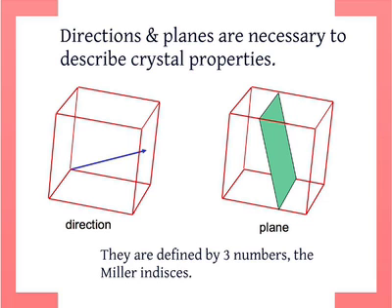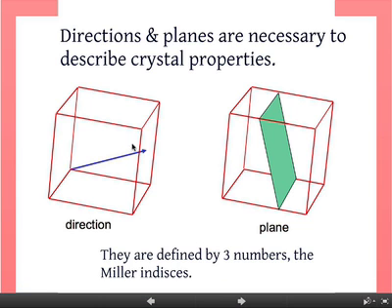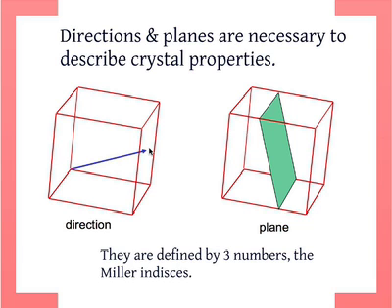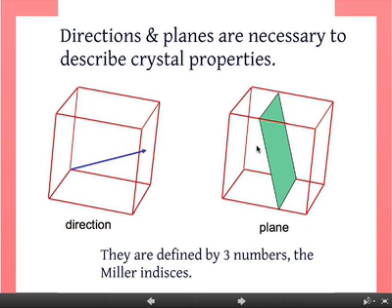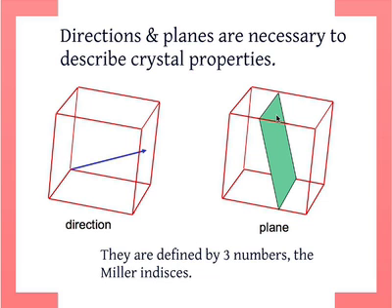Historically, they're defined by 3 numbers, and they're called the Miller indices. So we need to know how to define them. A direction essentially is a vector. Those of you who've taken high school math know what a vector is. It defines a direction and an amplitude, a length to the vector and a direction to the vector. The direction is what we are interested in today. The plane, of course, defines a plane. 3 points define a plane. The direction can be orthogonal to the plane. We'll talk about that as well.